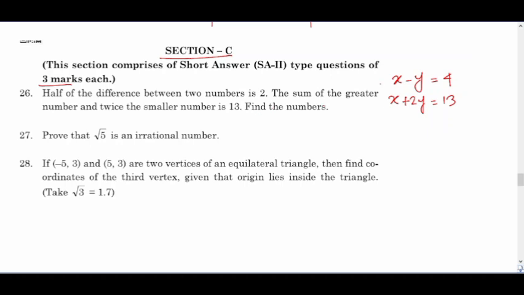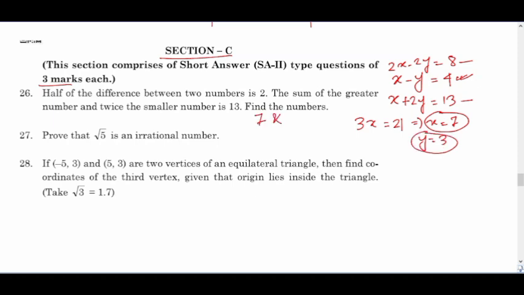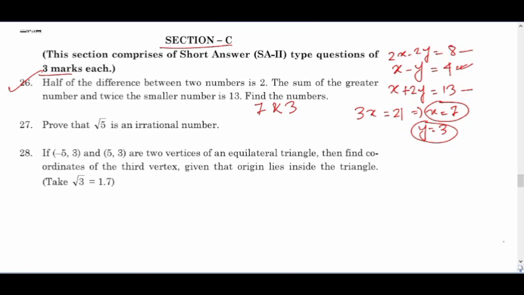Now what will we do? We multiplied the first equation by 2, so we get 2x minus 2y equal to 8. Then we add the two equations; on adding, the 2y cancels out, that is 3x equal to 21, that is x equal to 7. As soon as we get x equal to 7, we put it here: 7 minus 3 is 4, that is y equal to 3. So the numbers are 7 and 3. Very very simple question. Okay, this is a question on linear equations.